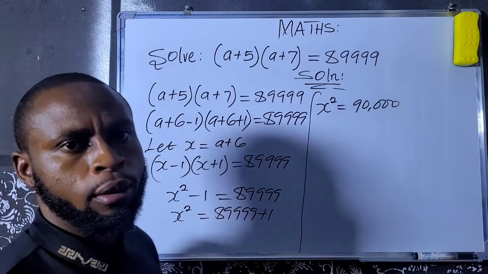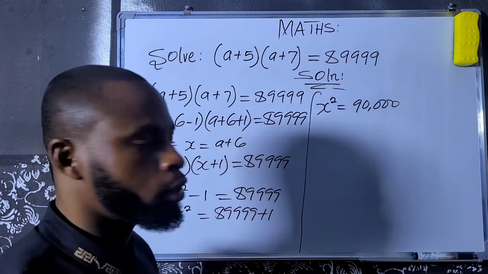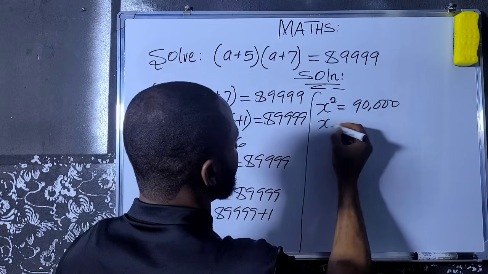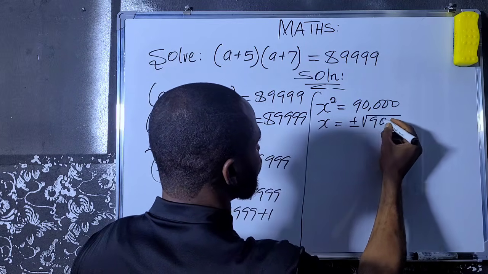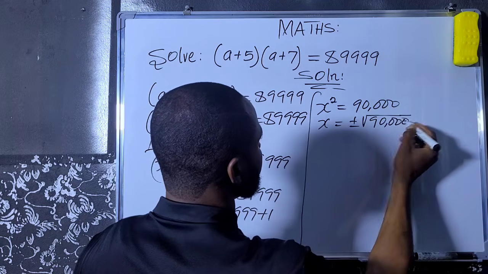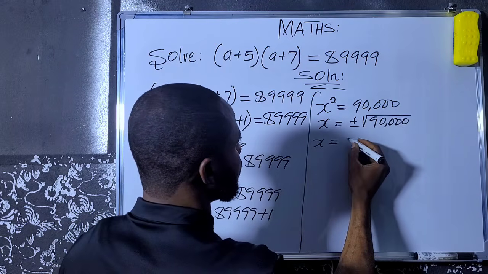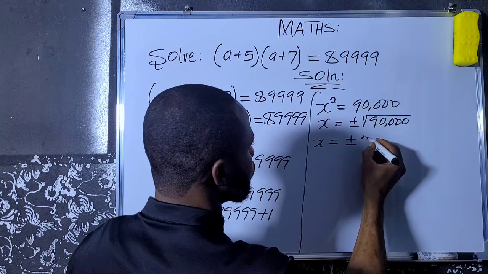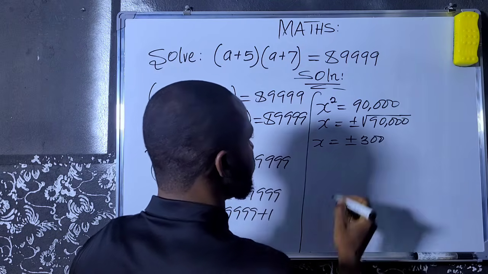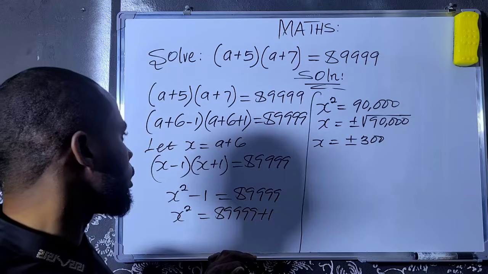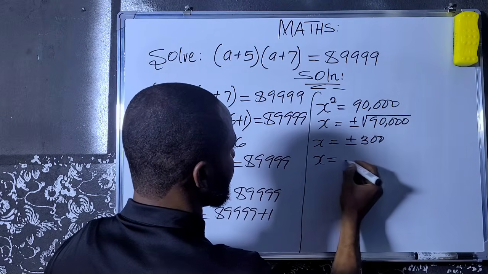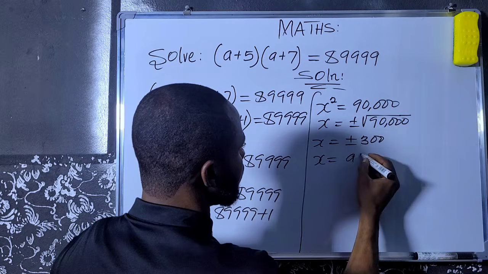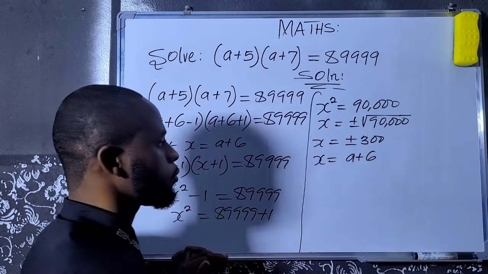Here, we are going to take the square root of both sides of the equation, and we have that x equals positive or negative square root of 90,000. Then x equals positive or negative 300. Then recall that x equals a + 6.